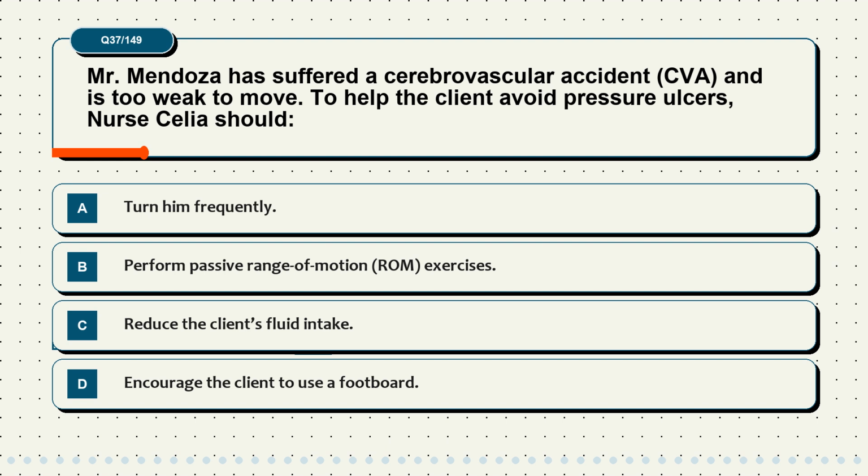Mendoza has suffered a cerebrovascular accident, CVA, and is too weak to move. To help the client avoid pressure ulcers, Nurse Celia should. Here are the options. Option A. Turn him frequently. Option B. Perform passive range of motion, ROM, exercises. Option C. Reduce the client's fluid intake. Option D. Encourage the client to use a footboard.